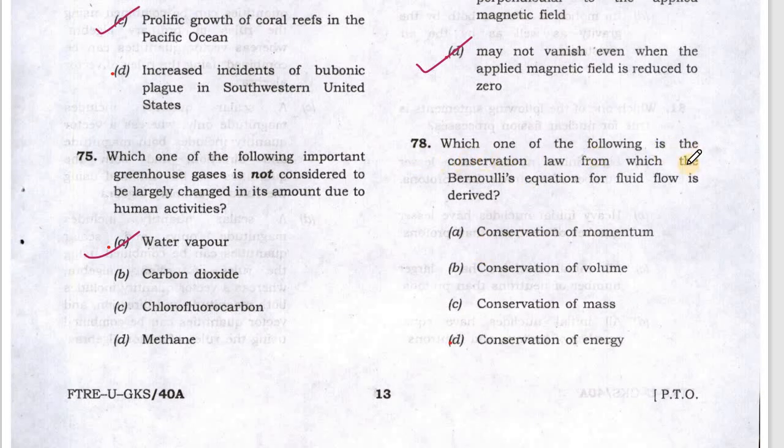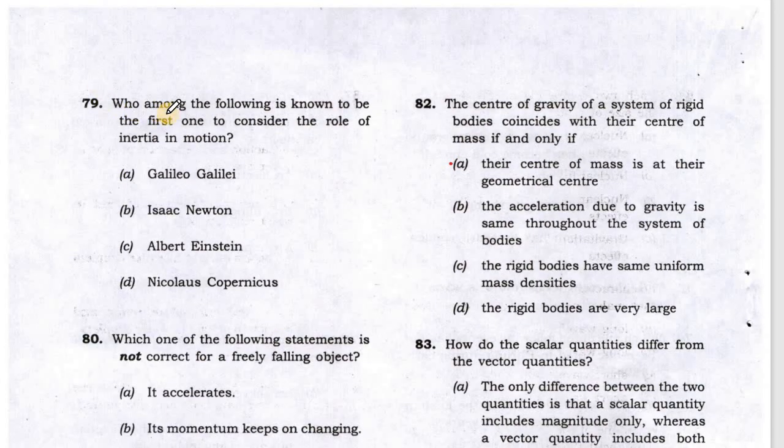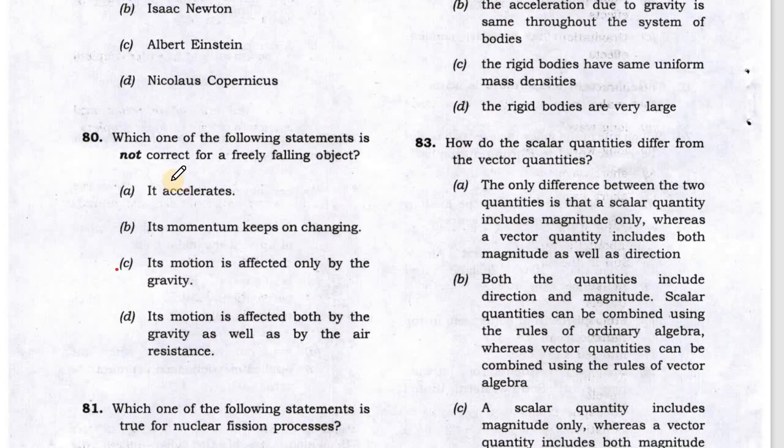Next, which of the following is the conservation law from which the Bernoulli equation for fluid is derived? The Bernoulli equation is the conservation of energy. The next question is 79: which of the following is known for first considering the role of inertia in motion? This is Galileo. A will be the correct one.